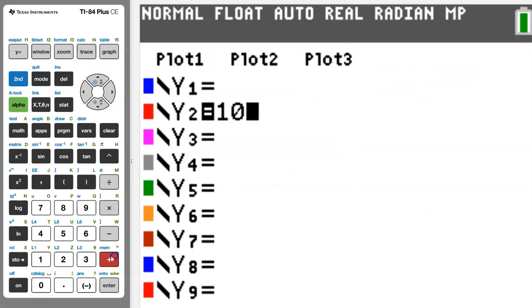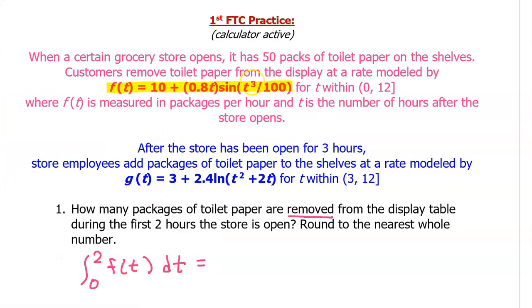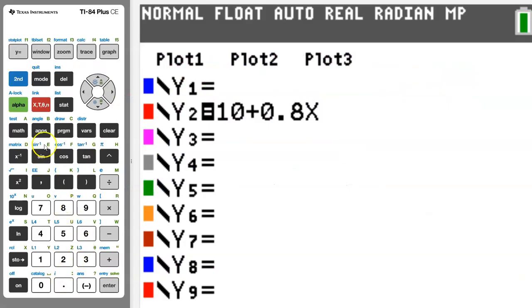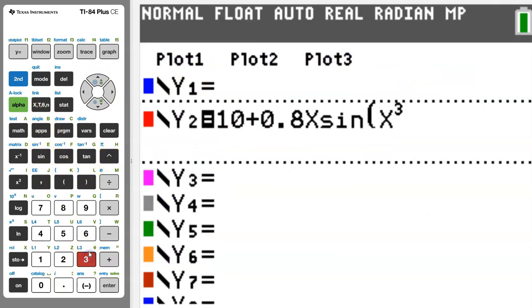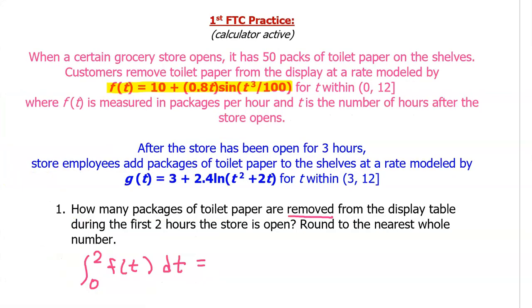So here we go, 10 plus 0.8t. Obviously I'm going to use x instead of t. And then we have the sine of t cubed divided by 100. So sine of x cubed divided by 100. I recommend that you make a little note to yourself that you put f of t into y2. So we need to integrate f of t from 0 to 2.